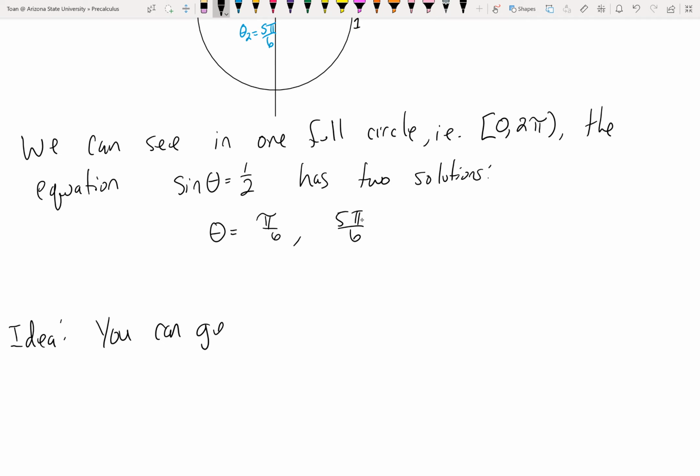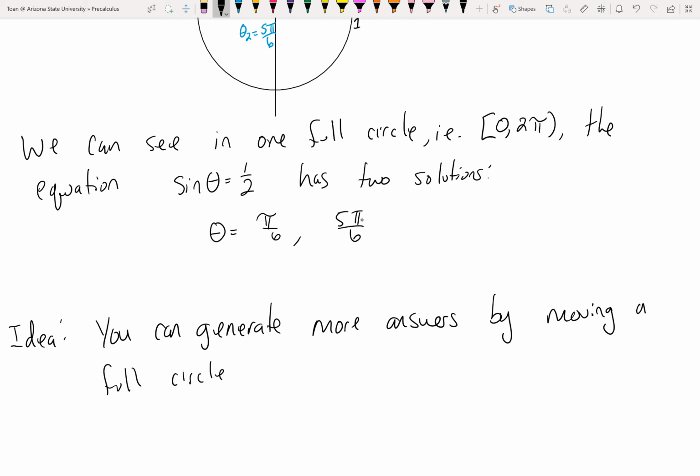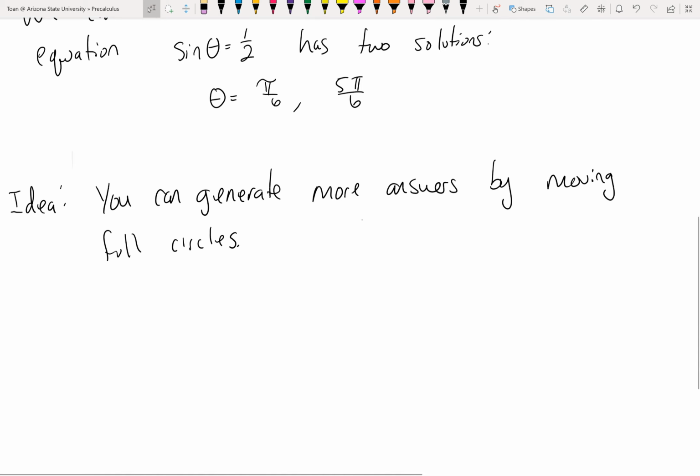You can generate more answers by moving full circles. Let's make it plural, because I can move a full circle once, a full circle twice, a full circle 3 times, so on and so forth.